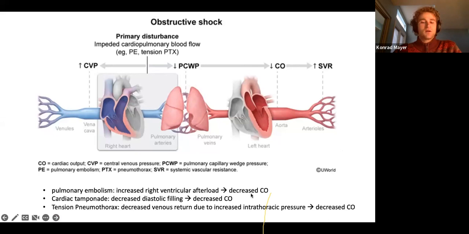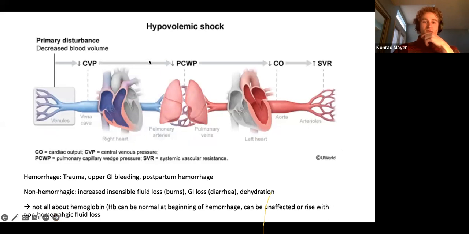So at the end of the day, we're always talking about the same things. We're always looking at cardiac output. We're always looking at where the blood is coming from and why it's not getting to the heart, or why the heart can't push it out into the periphery. So this was obstructive shock. And let's get to the next form, which is hypovolemic shock.